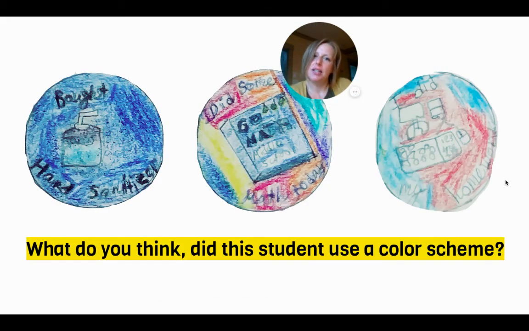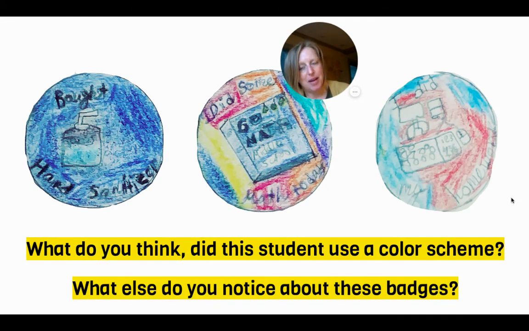And then I want you to take a look at this. So what do you think? Did this student use a color scheme? Yes or no? I don't know about that. This one, I see all sorts of colors. I see yellow, I see purple, I see blue-green, I see blue, I see red, I see orange, blues and purples. This one maybe uses a color scheme, but not all three of them.